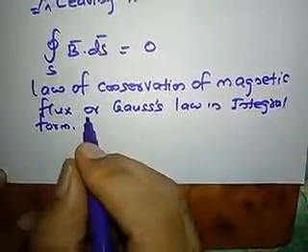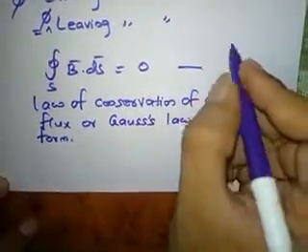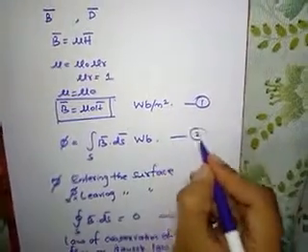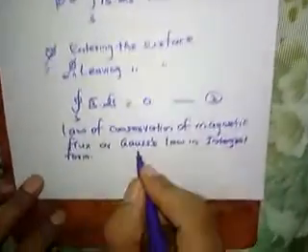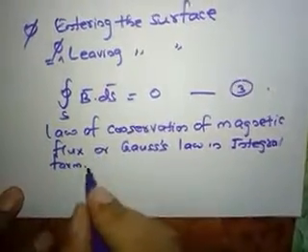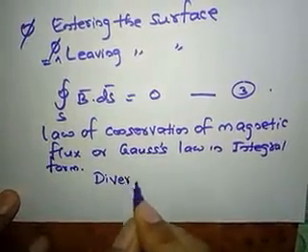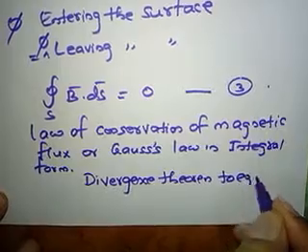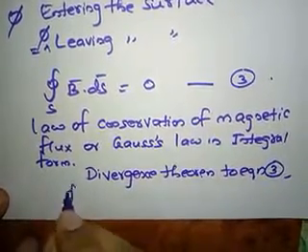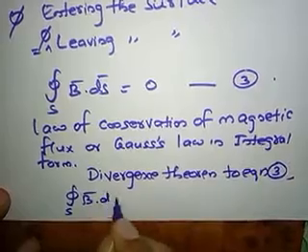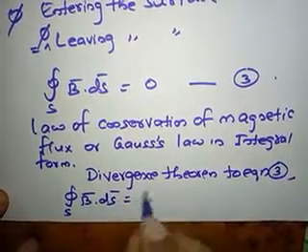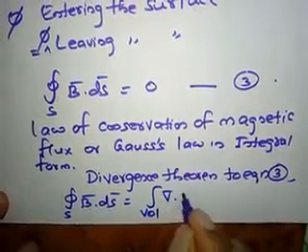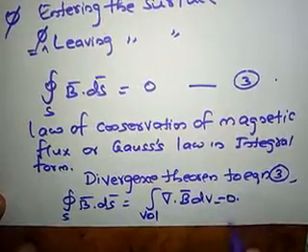If we apply divergence theorem to this equation, take this equation as 1, this is 2, this is 3. Applying divergence theorem to equation 3, we get the surface integral of B bar dot ds bar. The surface integral is converted into a volume integral for the divergence theorem, so the volume integral of del dot B bar dV is equal to 0. Take it as 4.